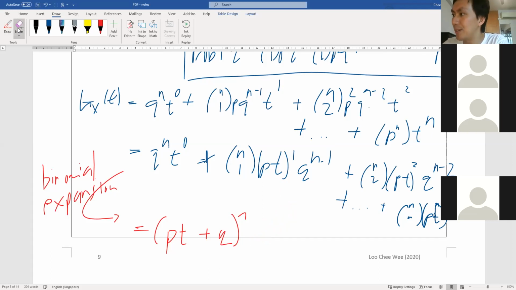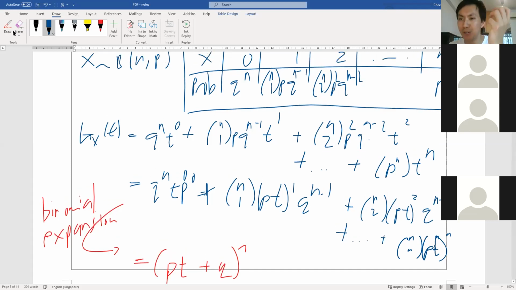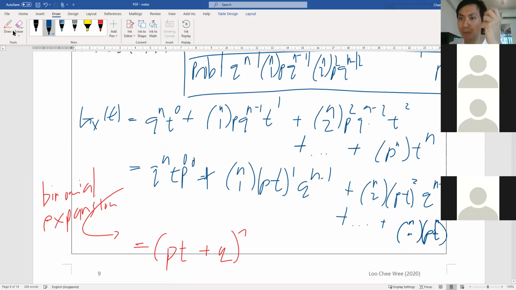Can follow? So actually this t to the power of 0, you can think of it as p to the power of 0 also. Okay, so across all the terms, then n choose 1, n choose 2, n choose 3 are just standard coefficients of a binomial expansion. Understand? Can follow? So you can see what this tells us, right? A binomial distribution's PGF, when we want to represent it as a function, becomes a binomial expansion. Okay, that's fine enough for us.